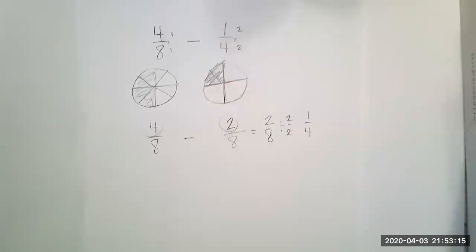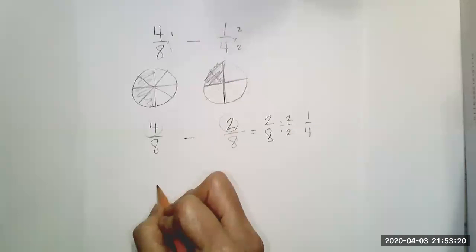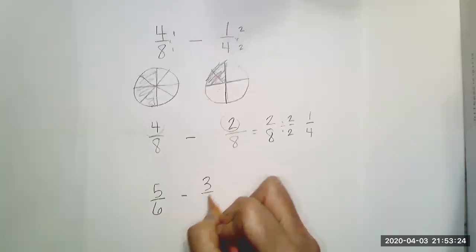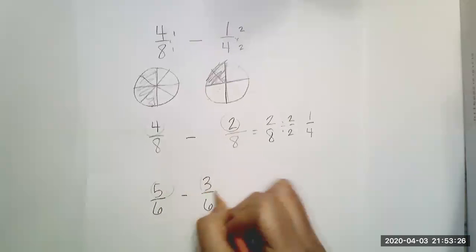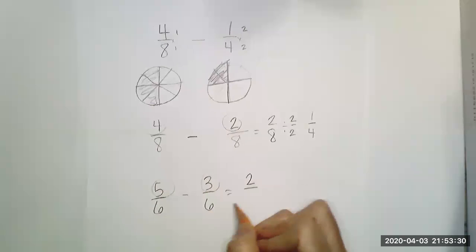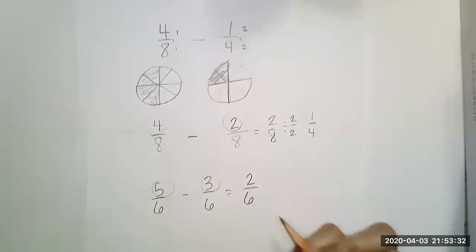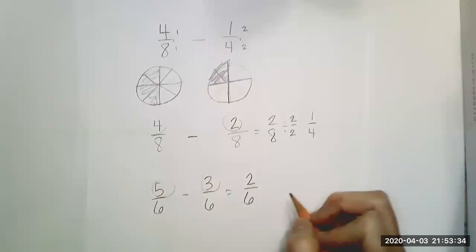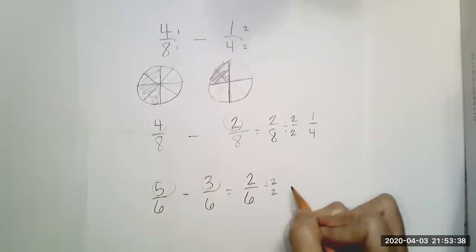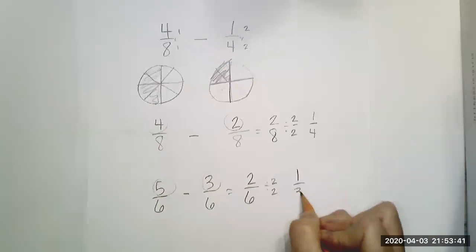Now, if your denominator is already the same, like 5/6, take away 3/6, 5 minus 3 is 2, 6 take away 6. Well, the denominator is the same, so we're not actually going to subtract there. This can be reduced because they're both divisible by 2. We end up with 1/3.